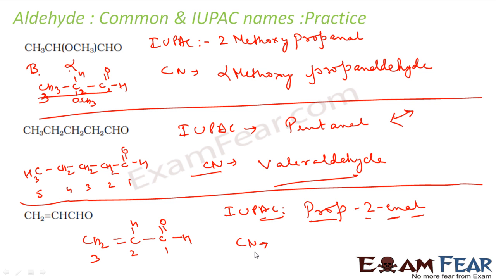If you want to write the common name of this compound, the common name is acrolein. Why acrolein? I don't know. Just like that. Scientists used to call it acrolein in the past, and still they call it, so it is acrolein.